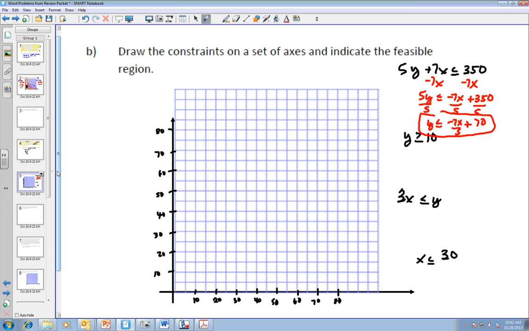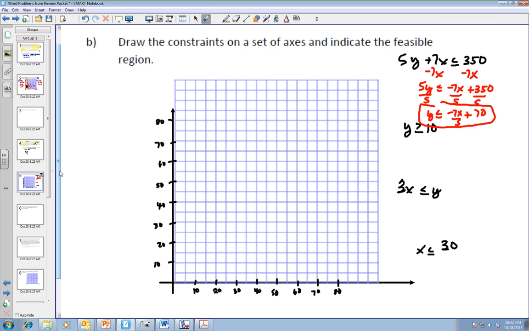All right, so let's start graphing these. Let's go ahead and just graph this one first. Y is less than or equal to negative 7x over 5 plus 70. So my y-intercept is 70. I'm going to do all of these in blue.